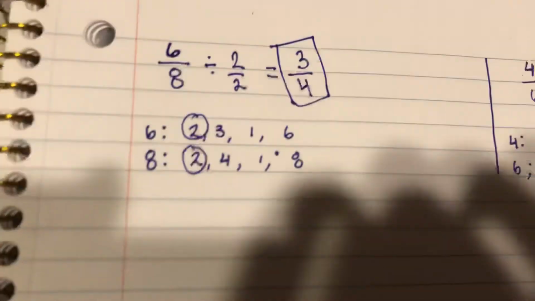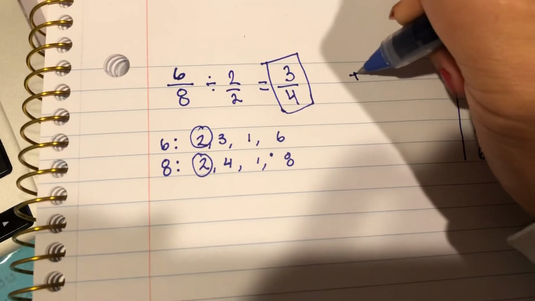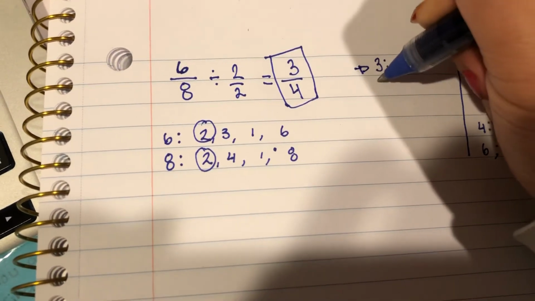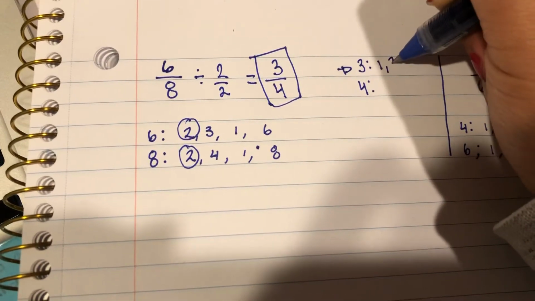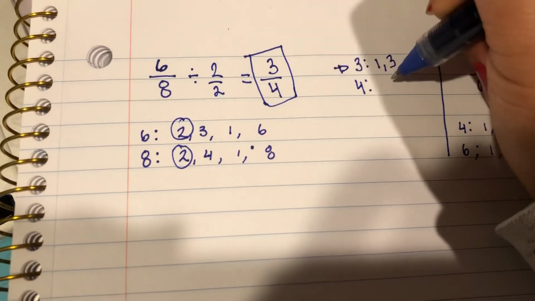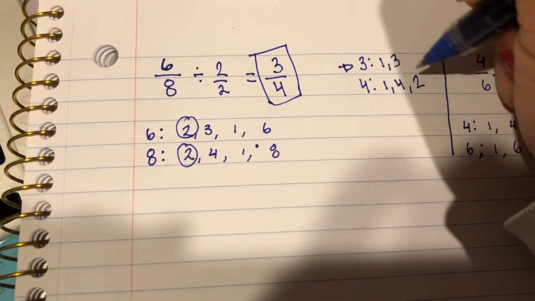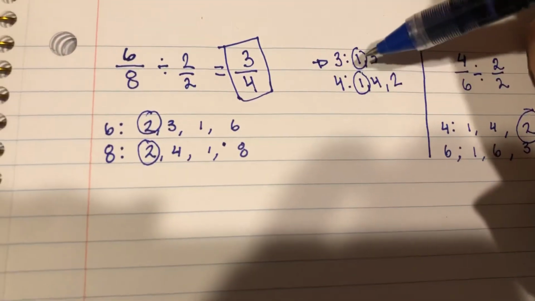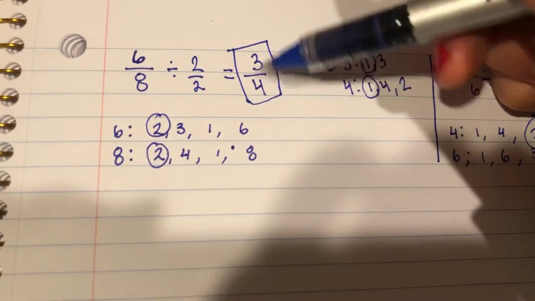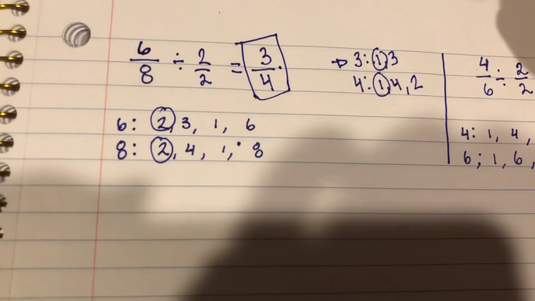And the reason why I know 3 and 4 are in simplest form is because their greatest common factor is 1. Because factors of 3 are just 1 and 3, right? Because 1 times 3 is 3. Factors of 4 are 1, 4, and 2. So the greatest common factor that they both have in common is 1. So that means that I have to divide by 1 or just leave it the same.